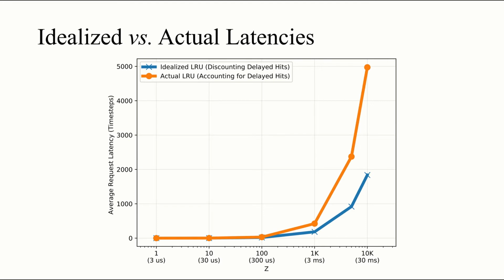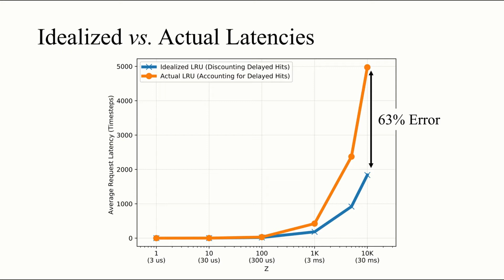This graph depicts the behavior of two simulated models in the network setting. One that accounts for delayed hits, labeled actual and depicted in orange, and one that does not, labeled idealized and depicted in blue. On the y-axis, we have the average request latency, and on the x-axis, we sweep our Z parameter. We find that as Z increases, the latency estimates derived from hit rate quickly diverge from their actual values. At Z equals 10,000, we see that the error exceeds 60%.